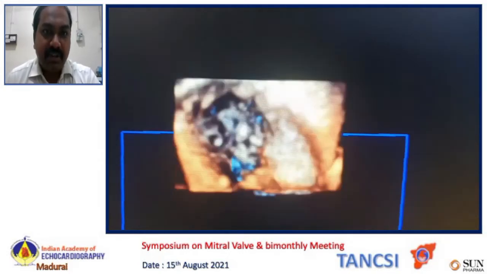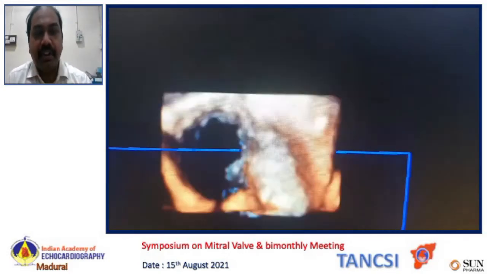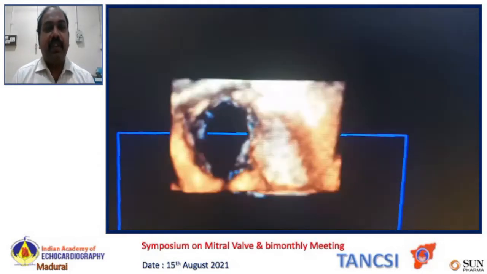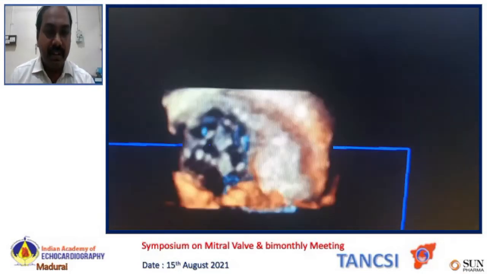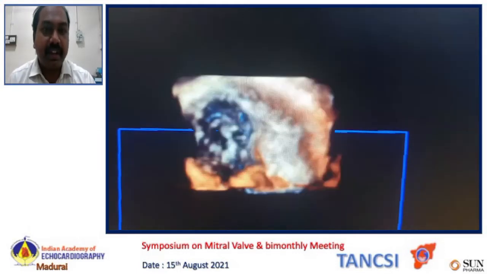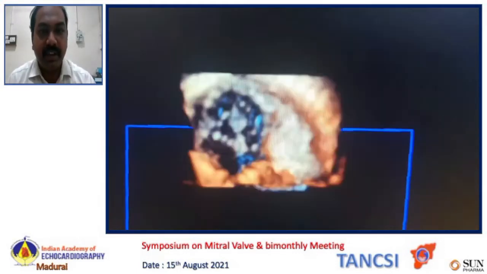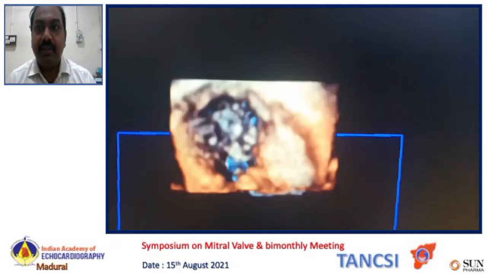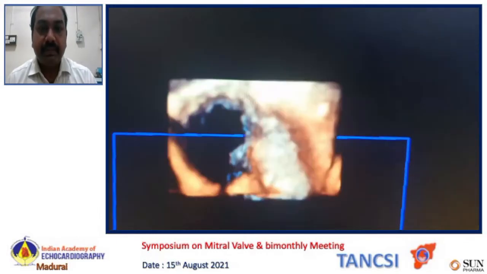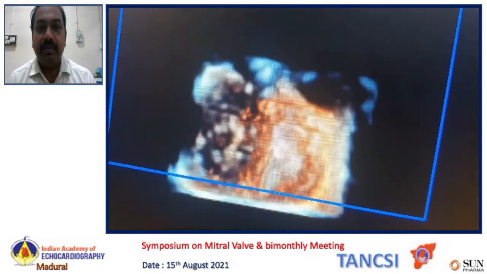This is a three-dimensional echocardiogram to show the level of the mitral valve and the tricuspid valve. The tricuspid valve is opening adequately. There is no mitral valve opening. An imperforate mitral valve is seen in this.